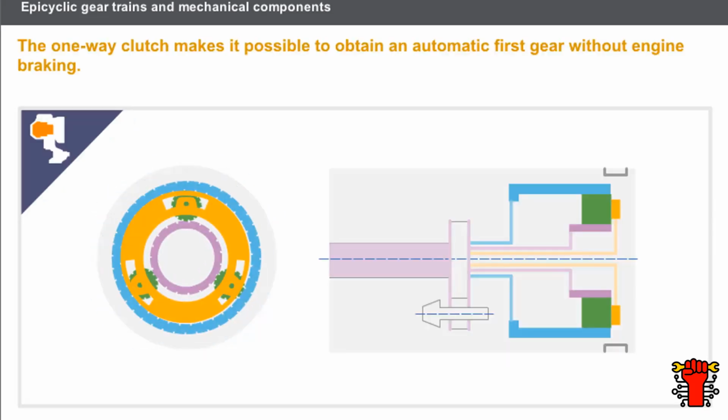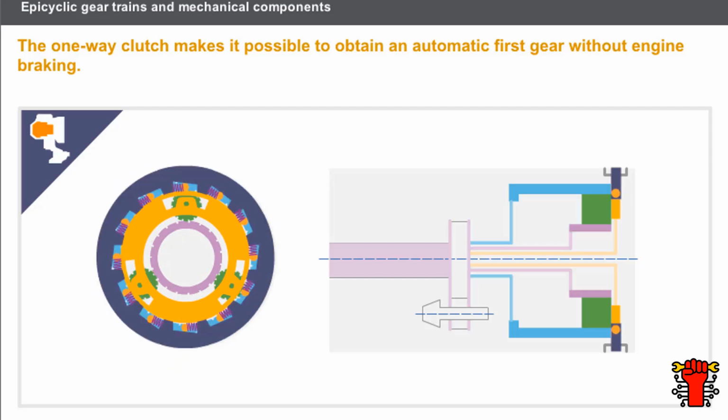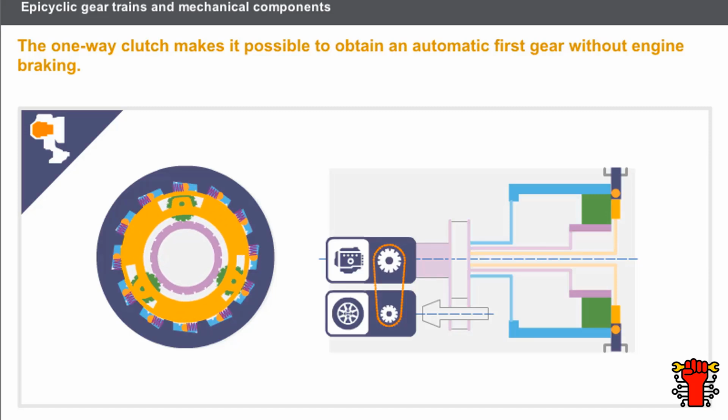Other mechanical components act on the epicyclic gear trains. When the vehicle is driving in urban areas, heavy engine braking in first gear reduces driving pleasure. To eliminate this disadvantage, some automatic transmissions have an additional component, a one-way clutch. The one-way clutch makes it possible to obtain an automatic first gear without engine braking. The one-way clutch allows the planet wheel carrier to turn in one direction only. The engine drives the wheels, but the wheels do not drive the engine.